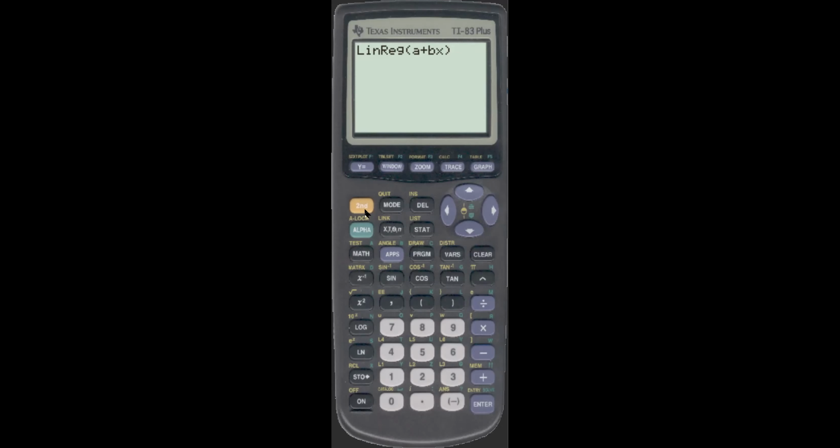Okay. So I think I have to actually tell it which one is X, and X is in L2 and Y is in L3. I don't know if this is going to work. Didn't work. Your calculators will probably ask you which one is X and which one is Y. It'll give you another screen that this one's not giving me. Second, L2, I bet I have to put a comma here. There it is. Okay.